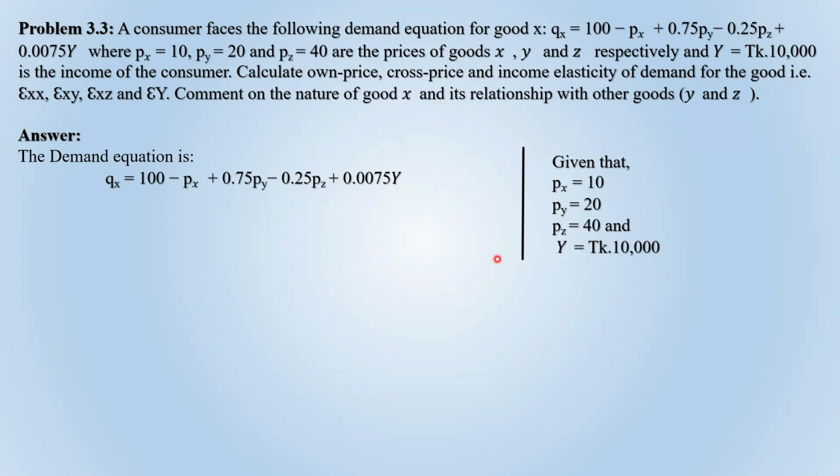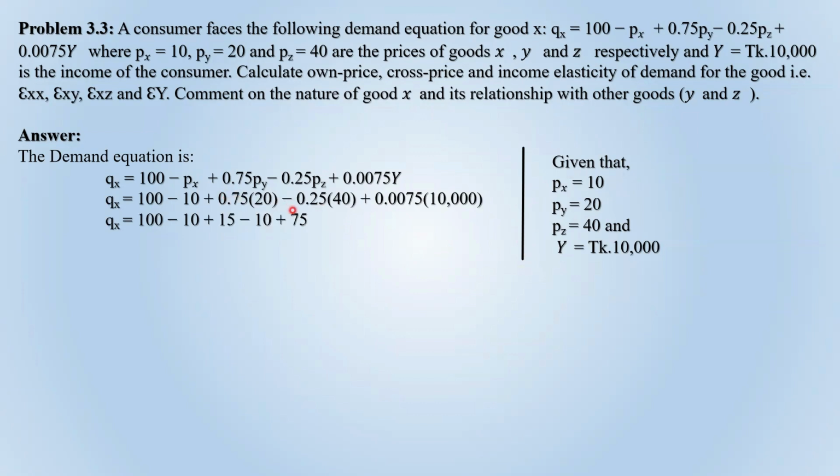Now we will calculate own price, cross price, and income elasticity of demand for the goods. But first, we have to find out the value of Qx. If we put these values in the demand equation, you will get the value of Qx, which is 170.